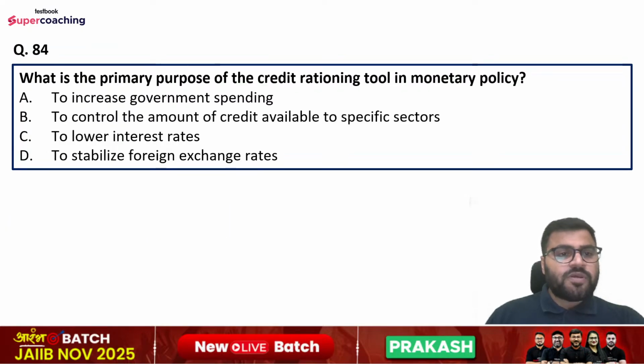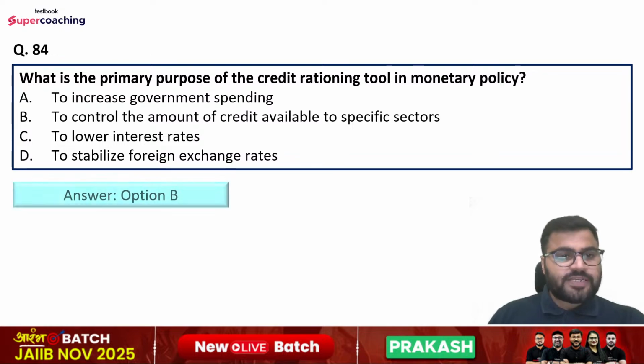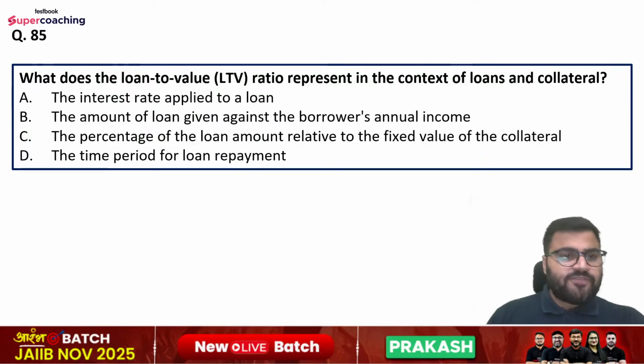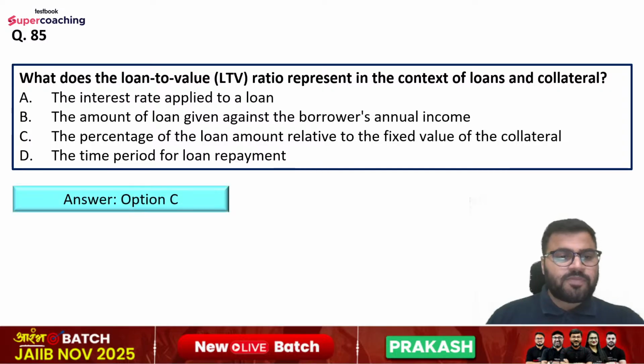Question number 84. What is the primary purpose of the credit rationing tool in the monetary policy? Options are to increase government spending, to control the amount of credit available to specific sectors, to lower interest rates, to stabilize foreign exchange rates. So right answer is option number B. Question number 85, what does the loan to value ratio represent in the context of loans and collateral? Options are the interest rate applied to a loan, the amount of loan given against the borrower's annual income, the percentage of the loan amount relative to the fixed value of the collateral, the time period for loan repayment. So right answer is option number C.